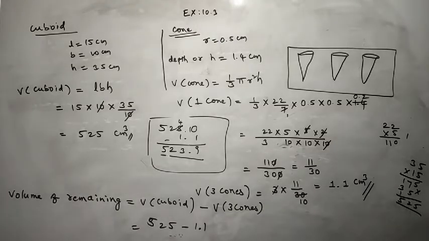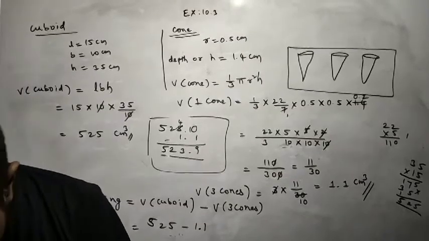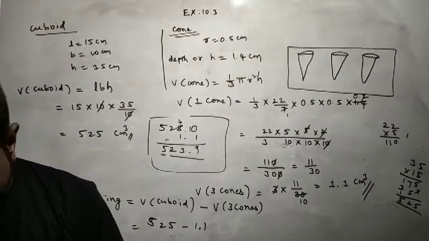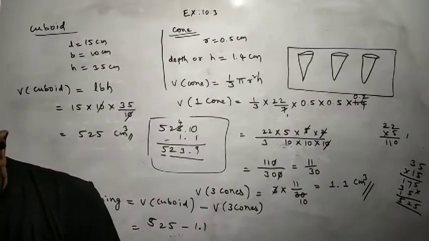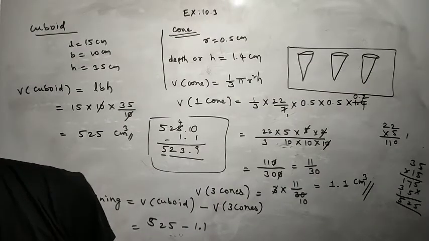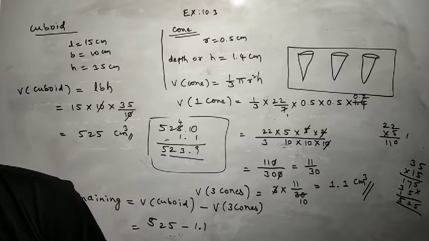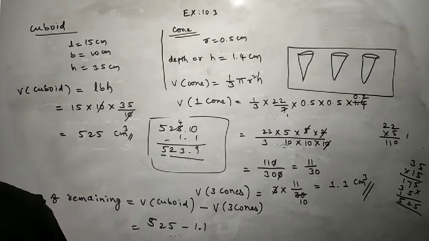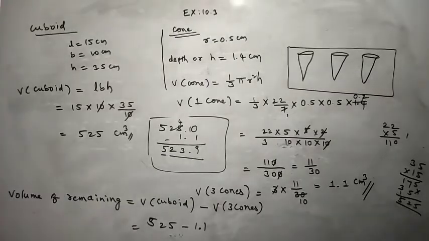Okay. So this problem 10.3 has been completed. Now we are talking about 10.4. So 10.4 tells us the first problem: a metallic sphere of radius 4.2 centimeters is melted.